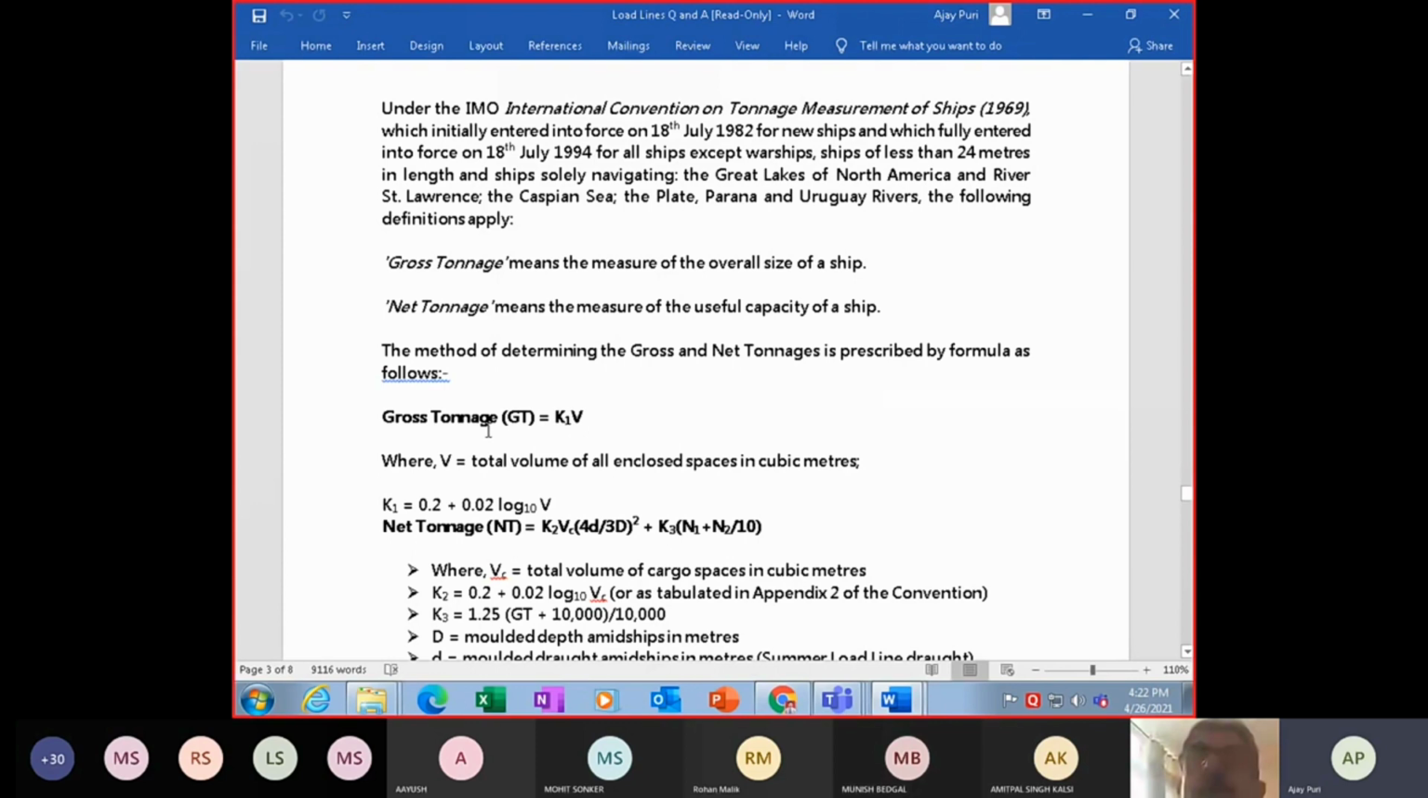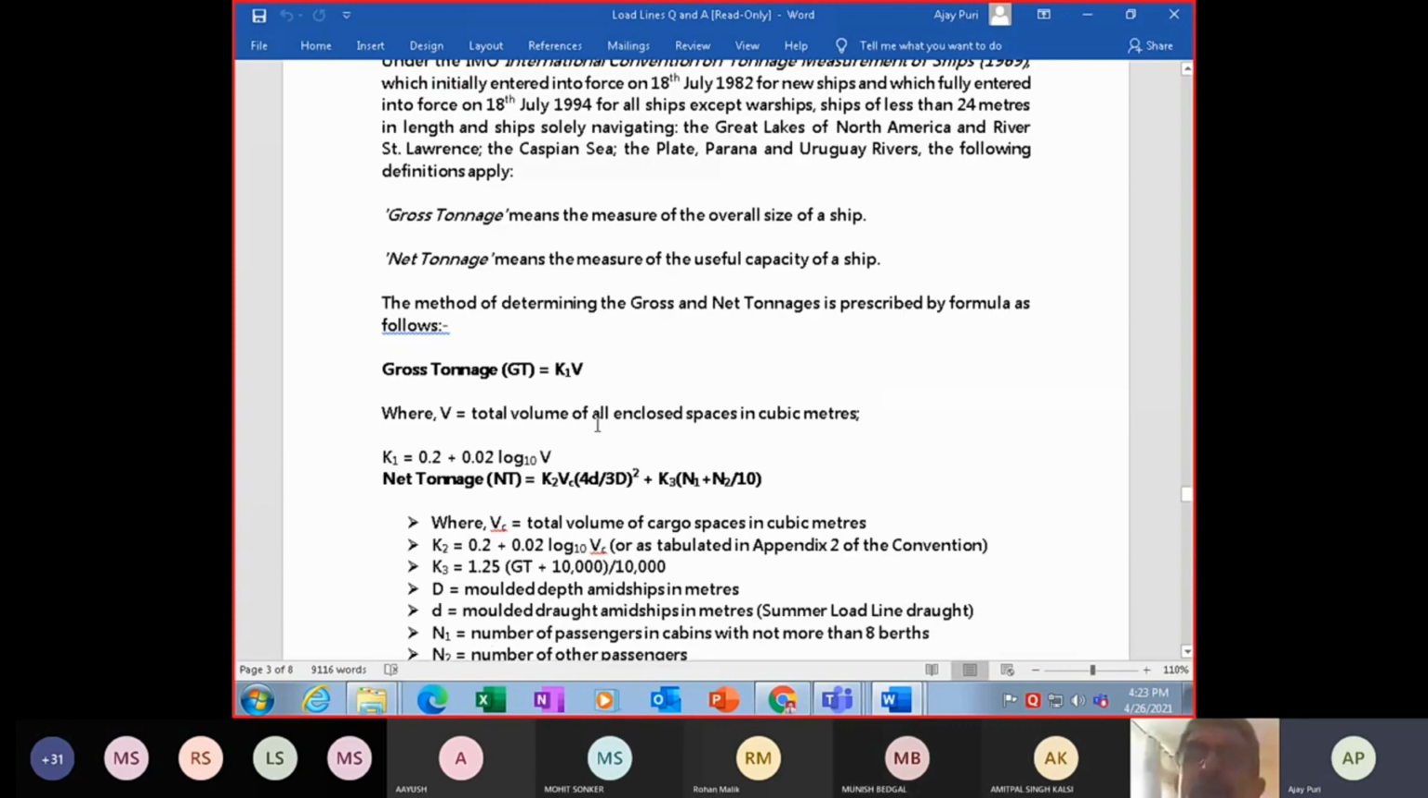and gross tonnage basically is dimensionless. It doesn't have a dimension. It is not tons, because it's just a figure. It is not anything in volume, or anything in weight. It is not a tonnage. It is a figure. It is a dimensionless entity. K1 is equal to 0.2. You have to remember all this.